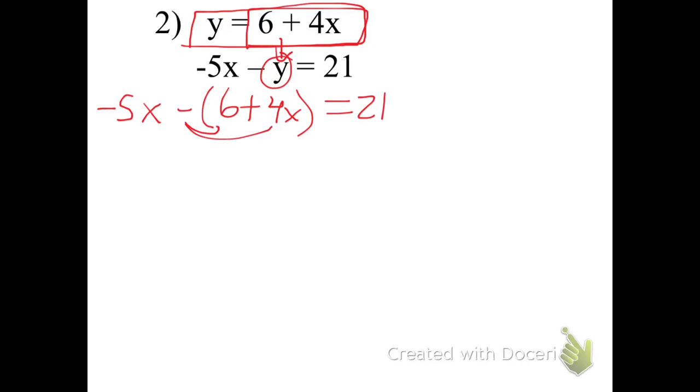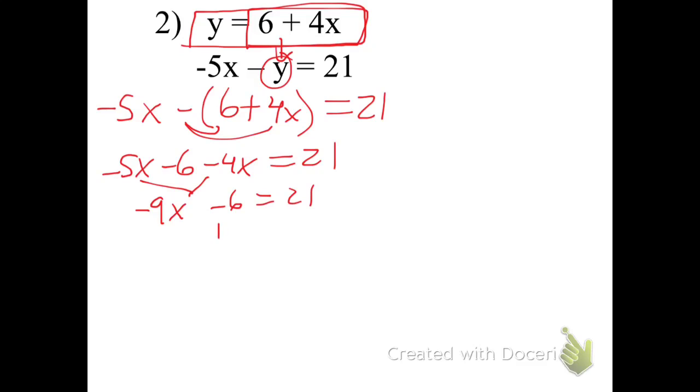So distribute the negative through. Negative 5x minus 6 minus 4x equals 21. Okay, combine like terms. The negative 5x and the negative 4x gives me negative 9x. And I still got to subtract 6 to equal 21. I'm going to add 6 to get the 9x by itself. The negative 9x is still on my left side. The right side is looking like 27, because 21 plus 6 is 27.